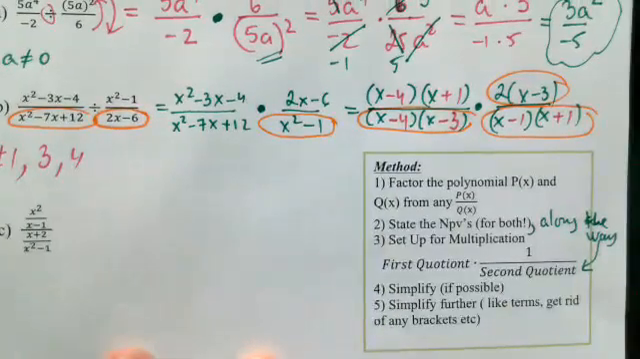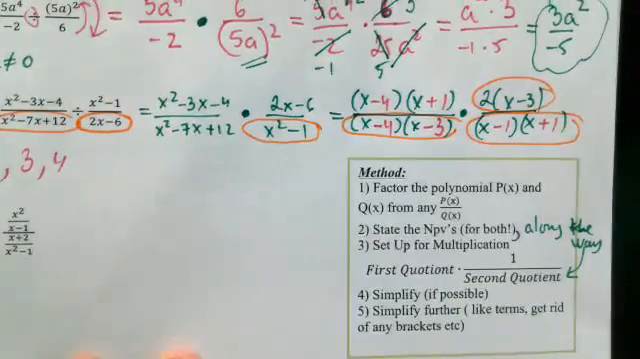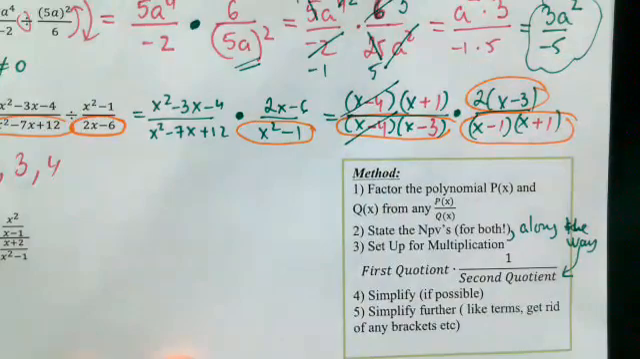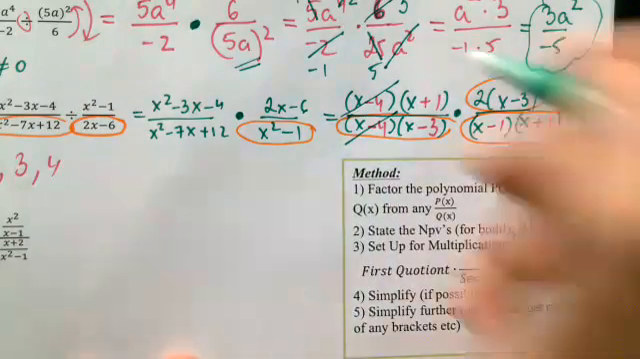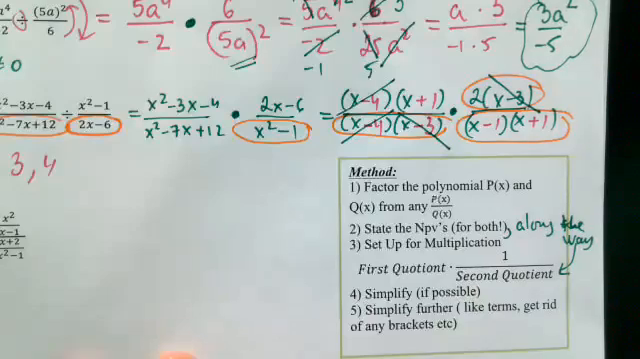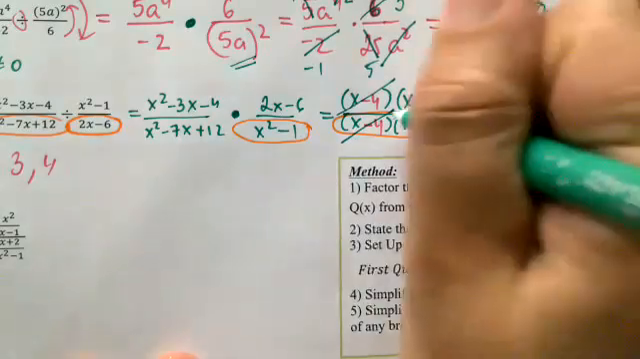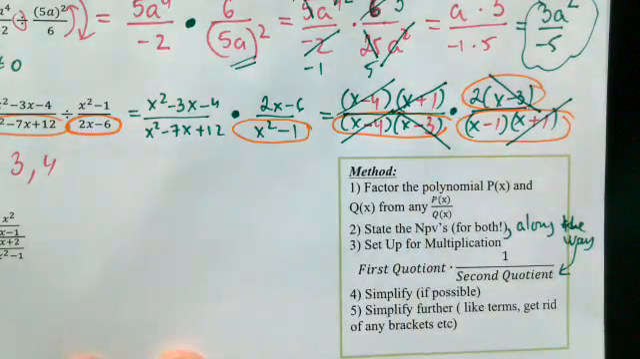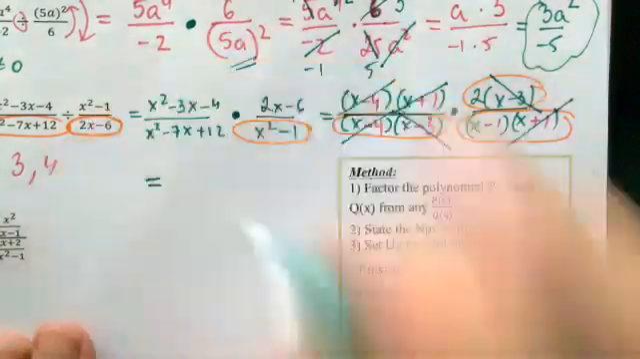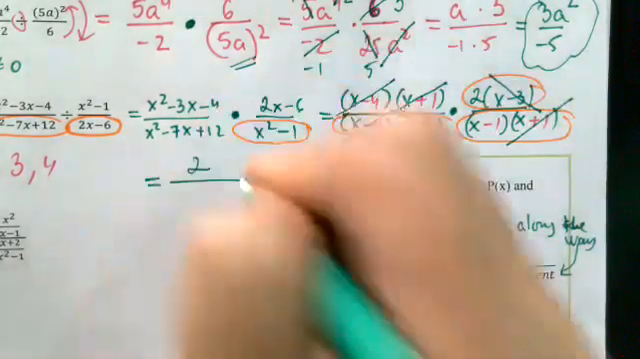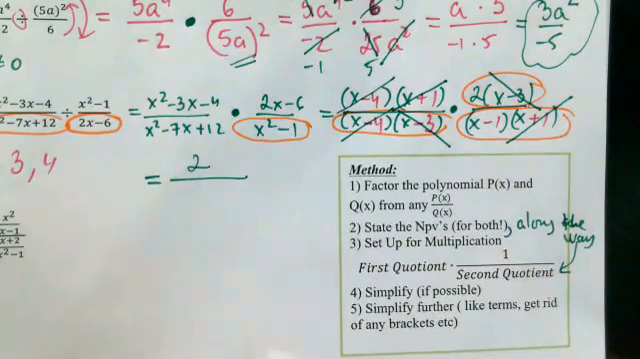Let's cancel now. x minus 4 with x minus 4 is gone. x minus 3 with x minus 3 gone. x plus 1 with x plus 1 gone. That cleans up quite nicely to only a number 2 at the top and x minus 1 at the bottom.